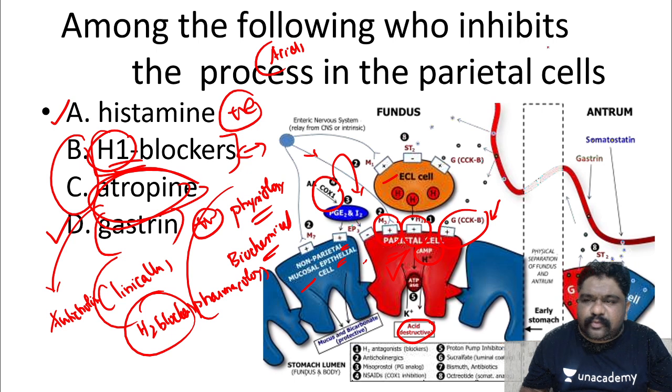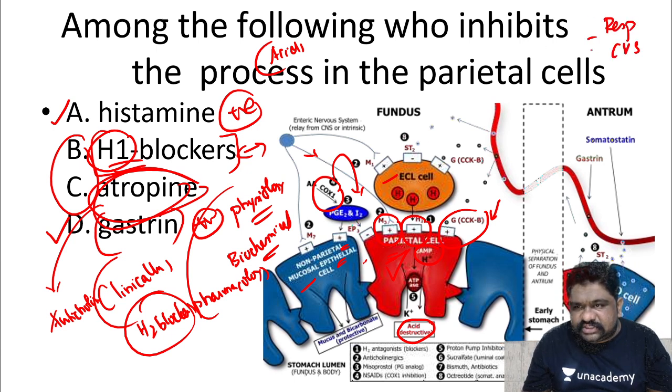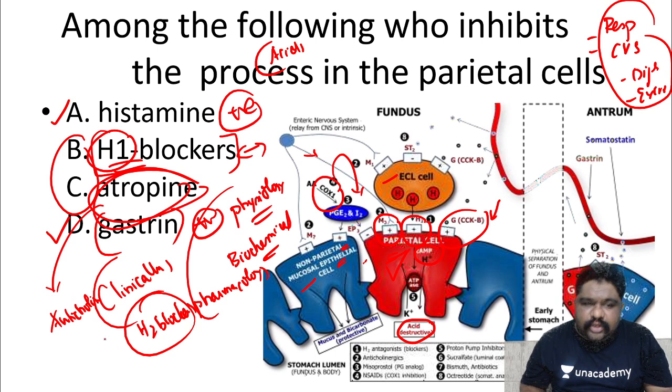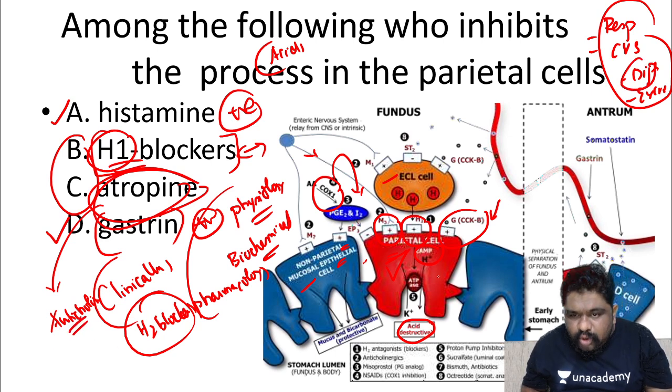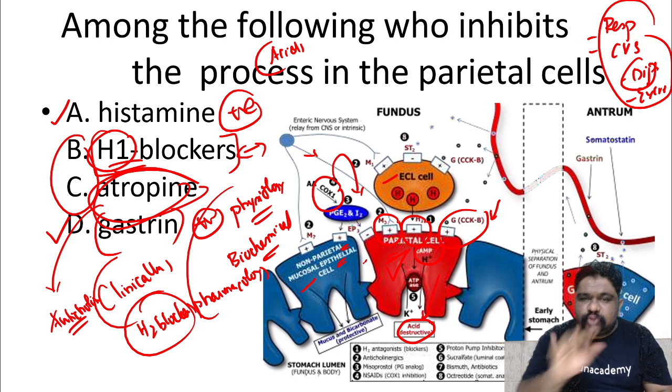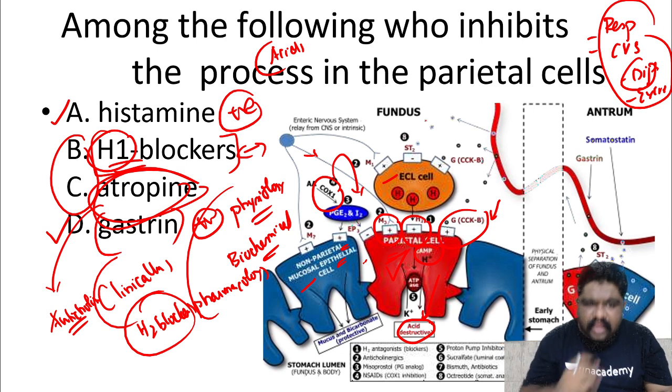What are the vegetative functions of the body? Think about it. Respiration, the cardiovascular system, digestion and excretion are held by the cholinergic system. So when you give an anticholinergic, digestion can be brought down and acid secretion can also be brought down. So among the following, what can inhibit the process in the parietal cell, that is acid secretion, would be atropine. This is not taught much by many people, but these kinds of questions can come up in exams.